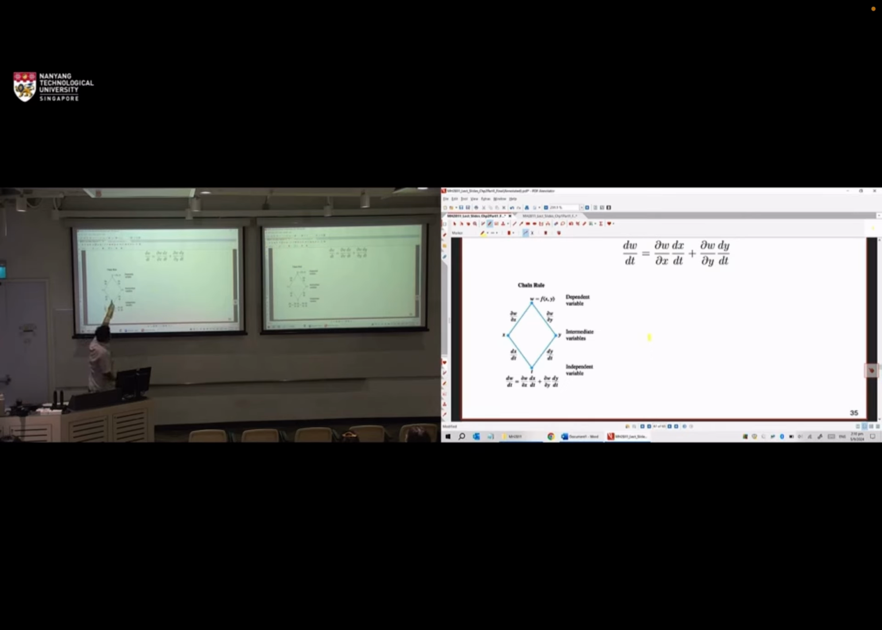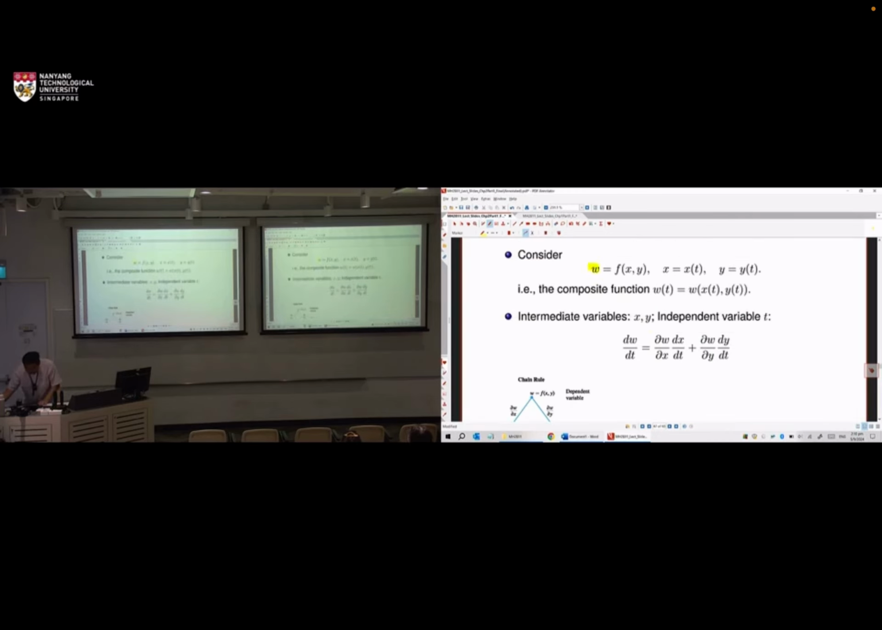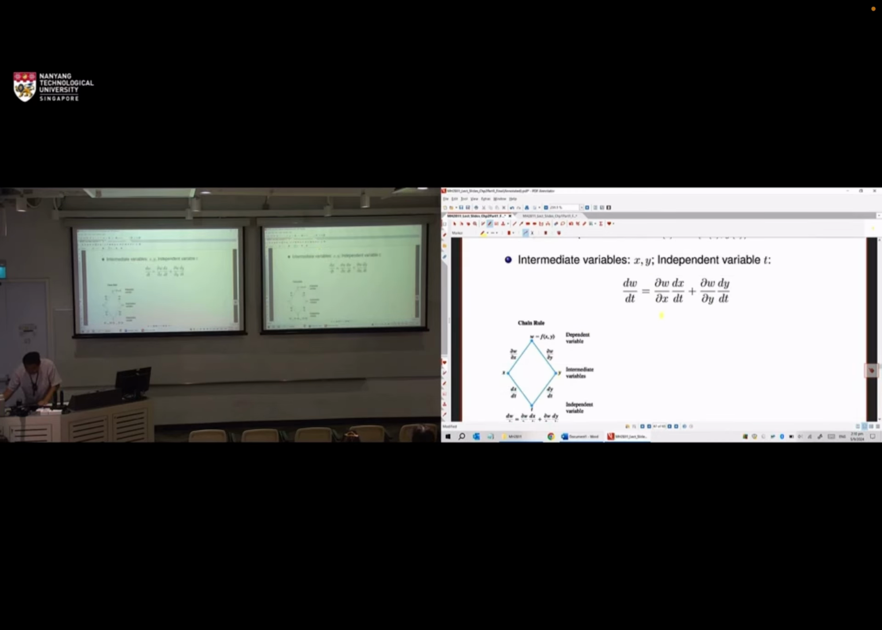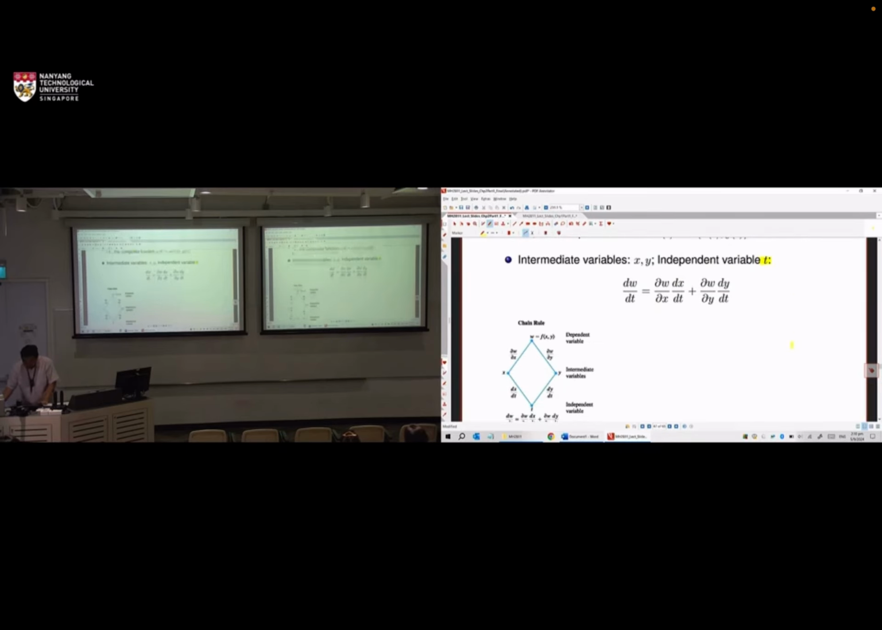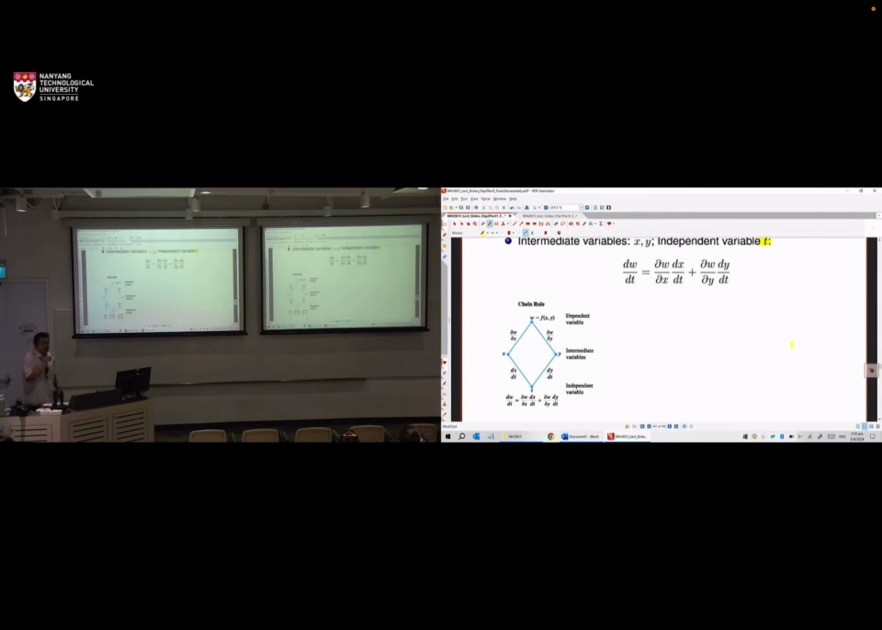You start out with the W, right? And the T is the independent variable. Depending on how many independent variables you have, you will draw this. Let's say you have two independent variables, you have to draw two of this. If you have three, you need to draw three of this. This question only has one independent variable, so it's W to T.